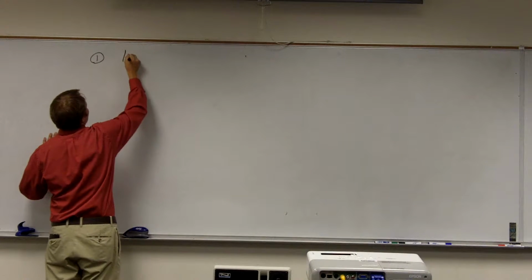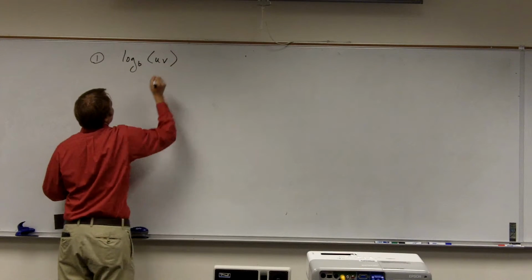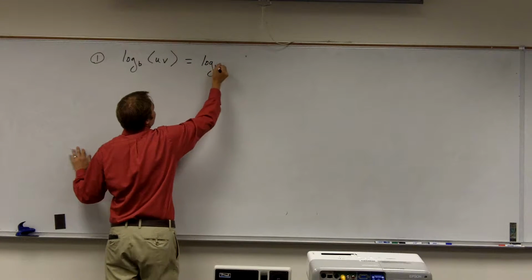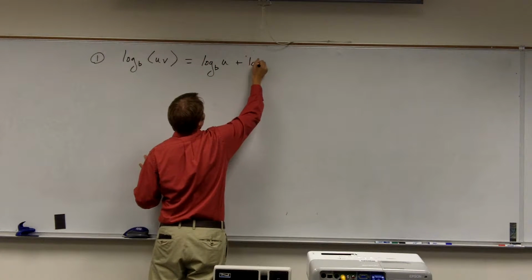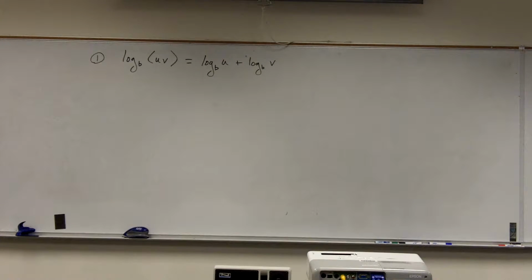Alright, so we have three main properties of logarithms. The first one is this: log base b of something times something. This will split up into two logarithms: log base b of the first thing plus log base b of the second thing. So we can split them up.